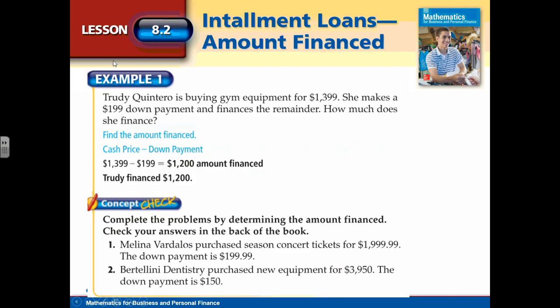Our buddy Trudy is buying gym equipment for $1,399. She makes a $199 down payment and finances the remainder. How much does she finance? If we take $1,399 minus the $199, she's got $1,200 as the amount financed. Let's try a couple problems here.